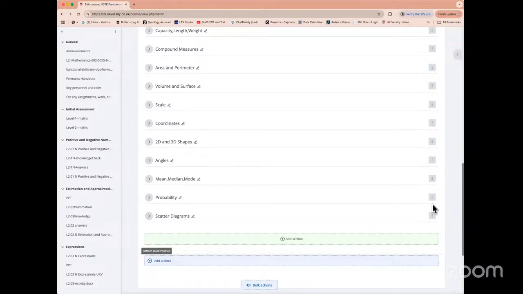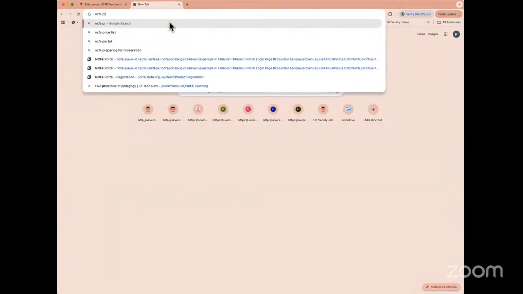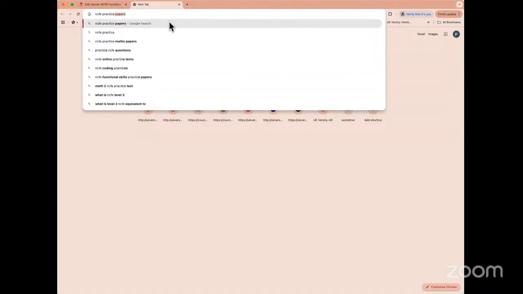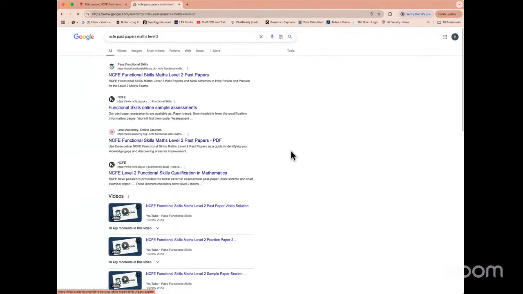So before you do the exam in the center, you can check your preparation for the exam by doing this particular search. And I'll put this link on the WhatsApp group. There are 3 practice tests that you can actually do from home to test your knowledge about the functional skills maths exam. So here, what I would do is click on this.